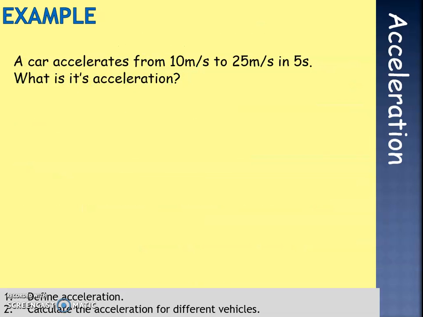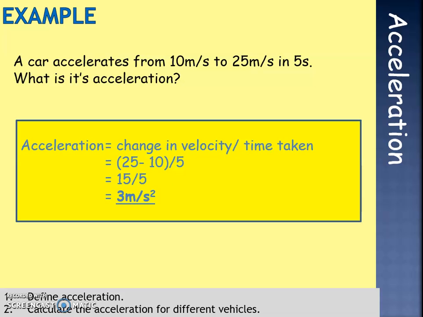Okay, so a quick example on using the equation. A car accelerates from 10 meters per second to 25 meters per second in 5 seconds. What's its acceleration? So we put our equation down. Acceleration is change in velocity over time taken. We start off with 10 and we end up on 25. So 25 take away 10 gives us 15. So it's increased by 15 meters per second. It's taken 5 seconds for that change, so that's 15 divided by 5, giving us 3 meters per second squared.